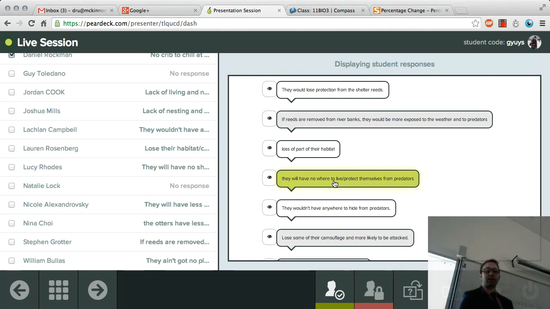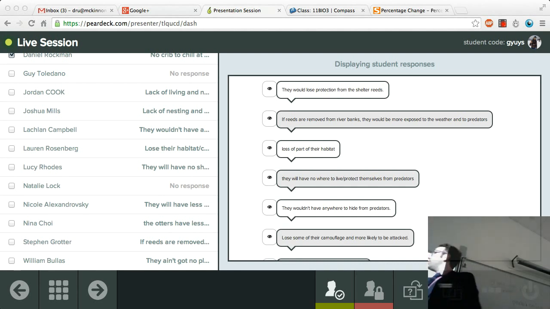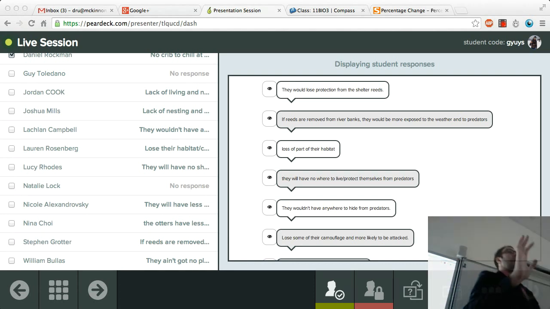Somebody put, they will have nowhere to live or protect themselves from predators. It doesn't tell you that they use the reeds to protect themselves from predators, nor does it say it's the only place they live. So this first half is the closest part of this statement that is correct, but not entirely correct, because they will have less places to live. That's all there is to it. They will have fewer places to live.